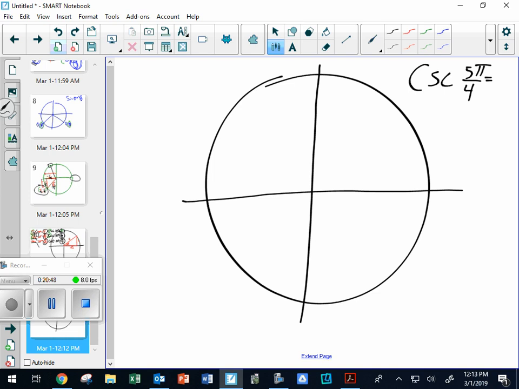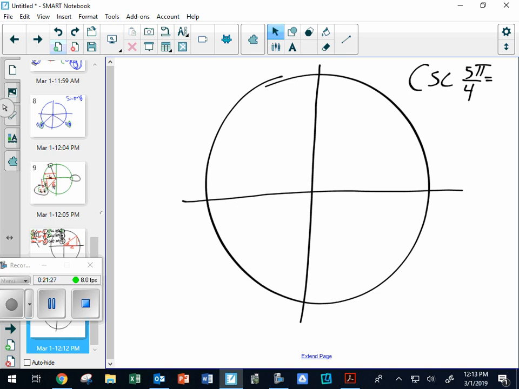So draw the circle. Try to find 5 pi over 4. Then make a triangle for it. Then don't try to do cosecant. Do its sister. This is like the only time when it's totally okay for you to say, I say find cosecant, and you say, nope, I'm going to find sine. I refuse to try to find cosecant. I don't do that myself. I do not try to find cosecant directly.